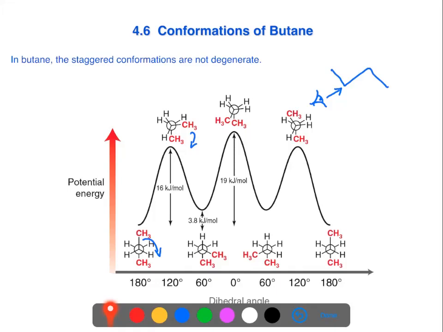And so we see that there's an additional energy. It doesn't come back down to our original energy. There's an increase in energy by about 4 kilojoules per mole associated with this particular conformation. And as we'll see, we're going to refer to this conformation as the gauche conformation. And this will be referred to as the anti-conformation. So we'll talk about that on the next slide.